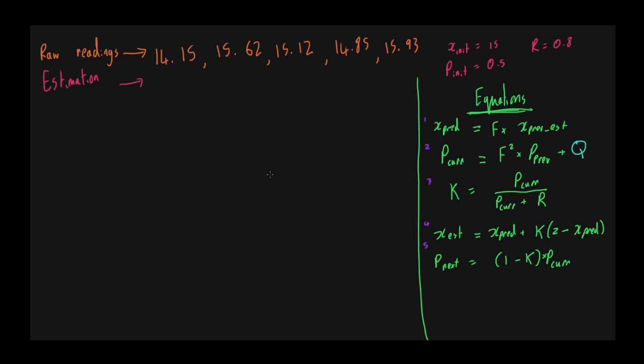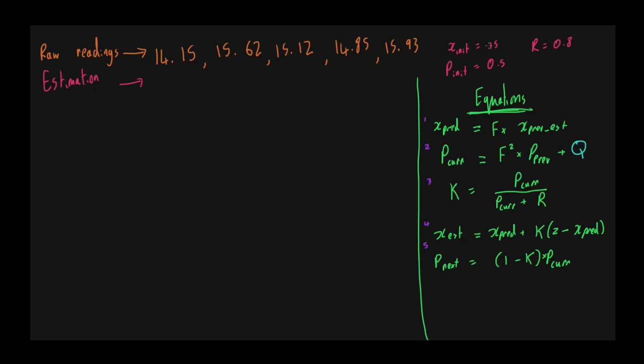In our little noisy thermometer example, we have our raw readings, which are what we read from the thermometer. The noisy thermometer gives us 14.15, 15.62, 15.12, 14.85, 15.93. These are just random values close to 15 that I chose. Hopefully after this example, we'll graph them and see that the Kalman filter does indeed improve and filter out these values.